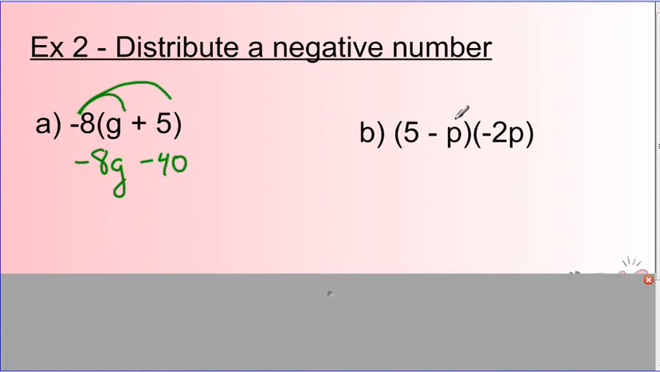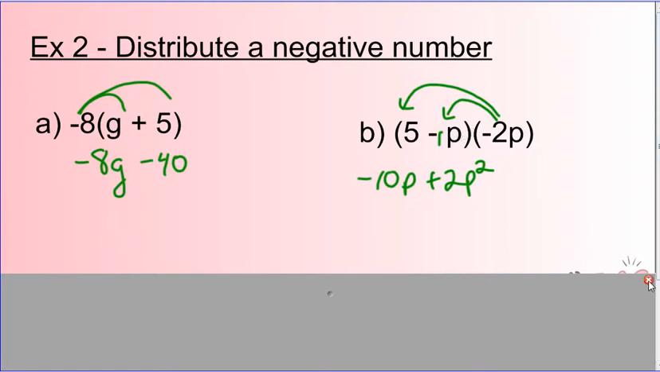Letter B. I guess I should draw my rainbows. This is the number on the outside. So negative 2p times 5. Well, 2 times 5 is 10p. The signs are different. The answer is negative. Negative 2p times a negative p. Well, negative 2 times negative 1 is a positive 2. P times p is p squared. So remember, if you have a negative in front of a variable, it means there's negative 1 of them.